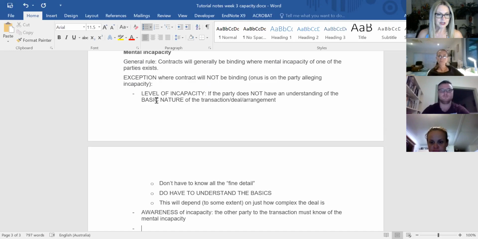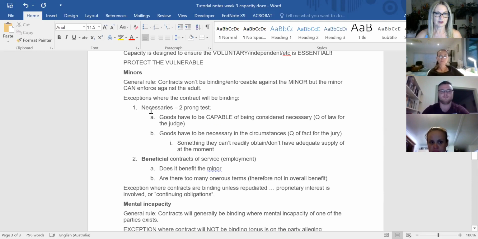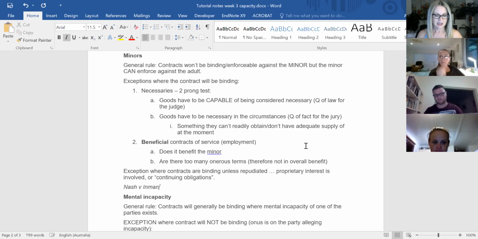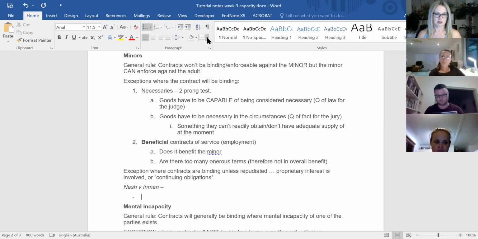Okay, case law, hit me with it. Let's go back to minors. Case law. Nash and Inman. Love it. Can we go through the facts of that a little bit? About the guy who was going to Cambridge and he went and ordered 11 fancy waistcoats. Sorry, I laugh at that every time. I've been teaching contract law for like 18 years.